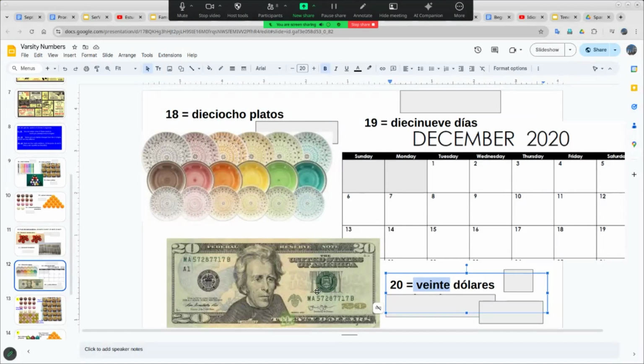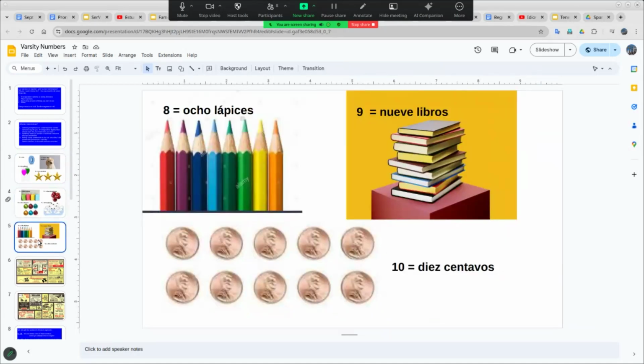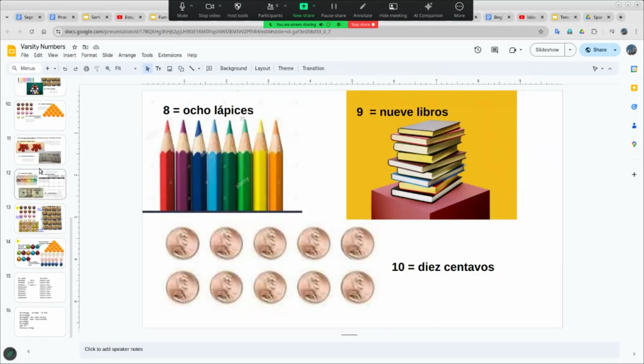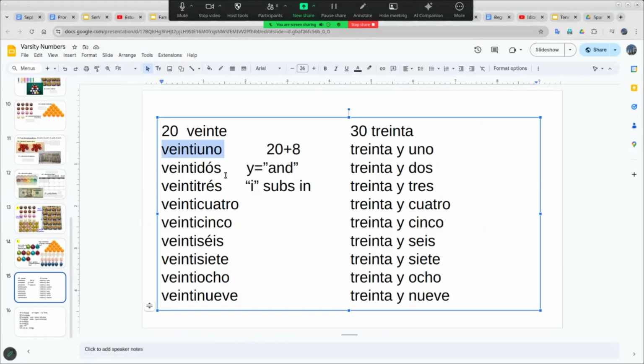Now, 20 and up just becomes 20 and 1, adding on the 1, 2, 3, 4, 5, 6, 7 words. Okay? So when I move up from 20, here's how they will look. 21, 22, 20 and 2. Literally, we're adding them on. See? 23. 24. 25. 26. 27. 28. 29.